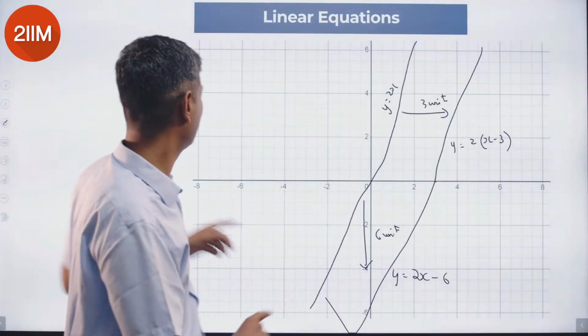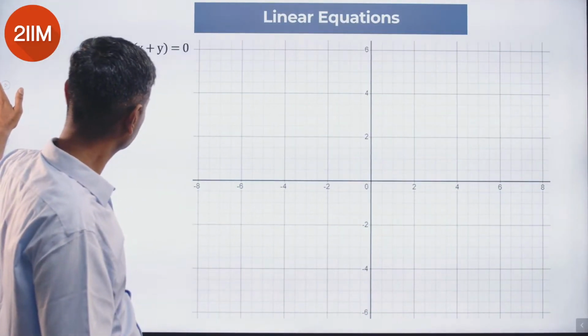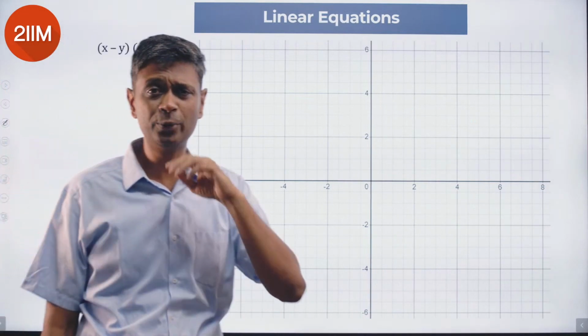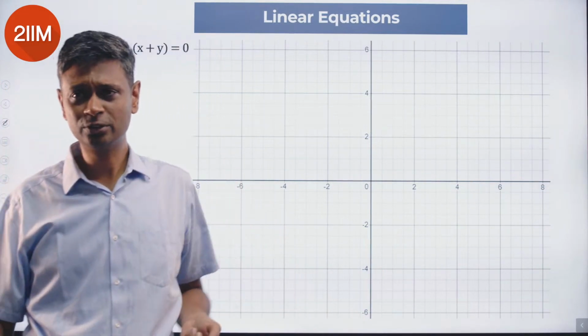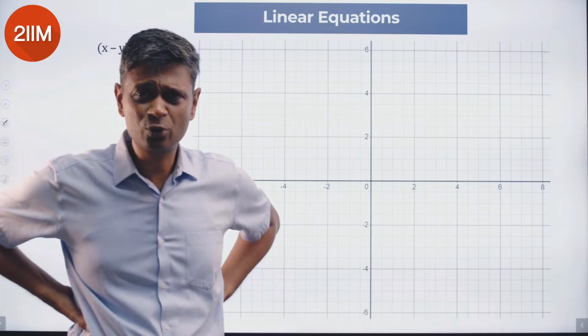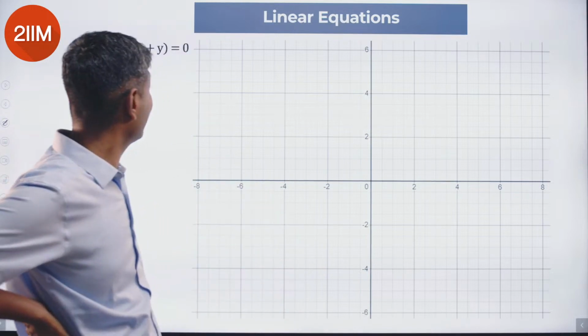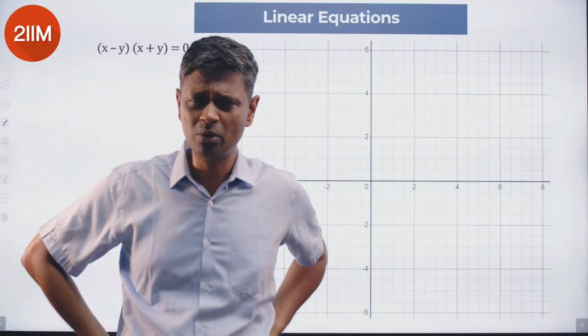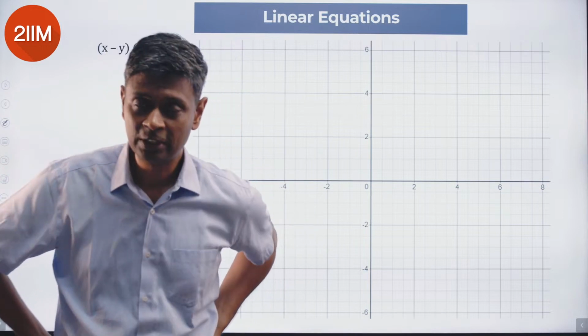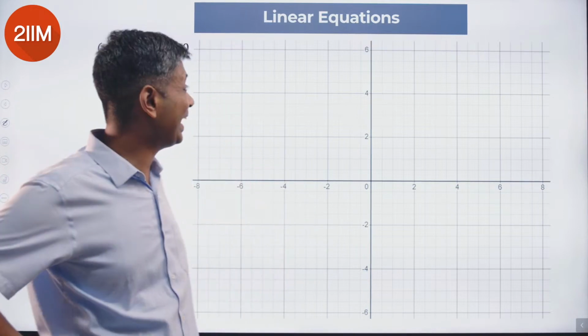I'm going to build on this. x minus y into x plus y is 0. It's a tough equation, right? So x minus y into x plus y is 0. x squared minus y squared is 0. How do we even imagine this? And how do we draw this diagram?